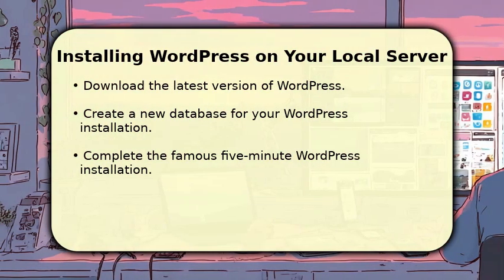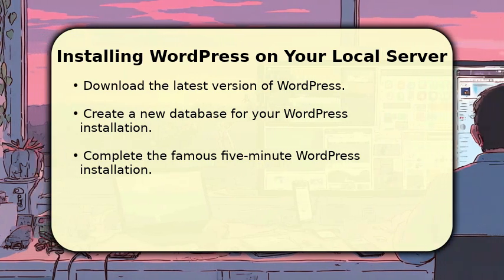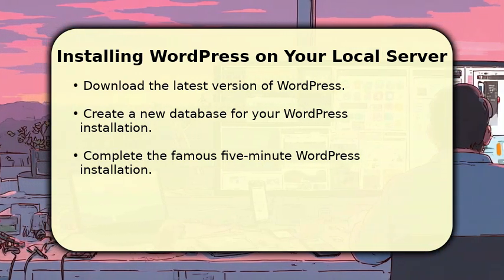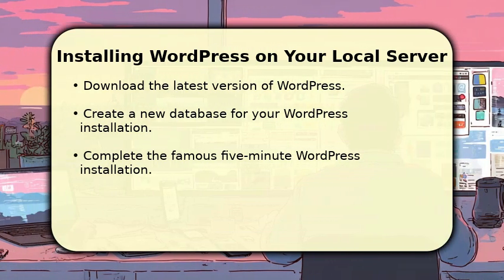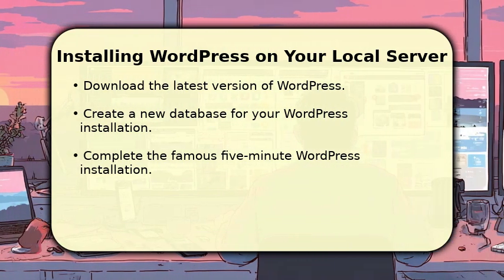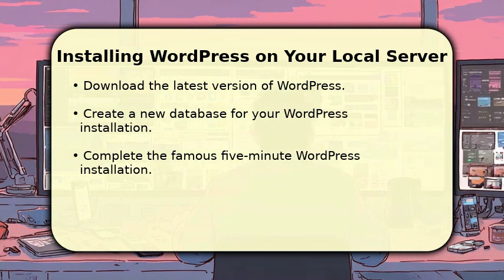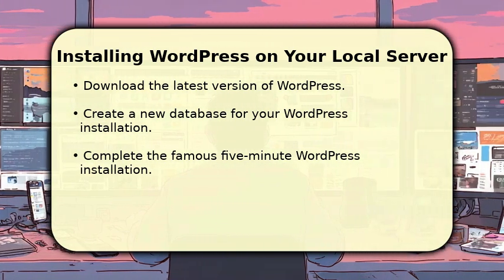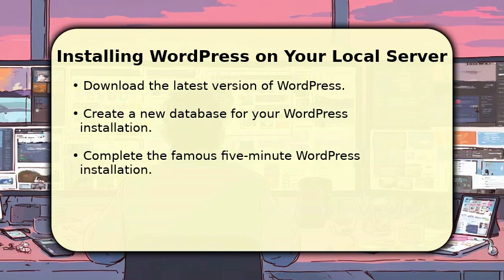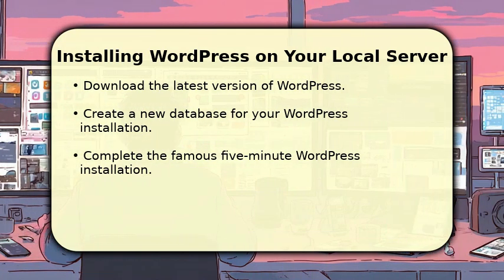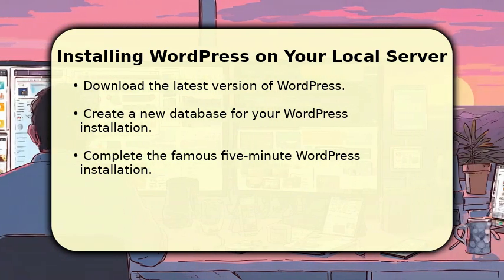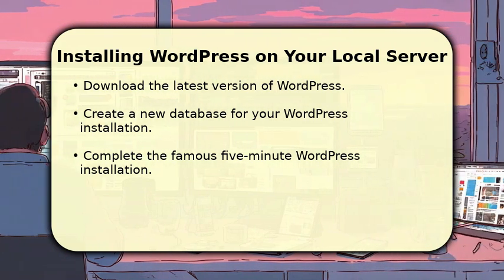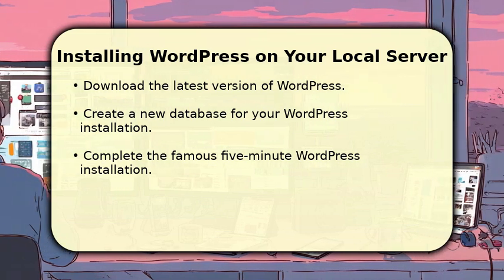Once your local server is ready, installing WordPress is straightforward. First, you'll download the latest WordPress files from the official website. Next, we'll create a dedicated database for your new site using your local server's tools, like phpMyAdmin. Finally, we'll run the famous 5-minute installation process, connecting your WordPress files to the database. This will give you a fully functional WordPress site accessible only from your computer, ready for development.